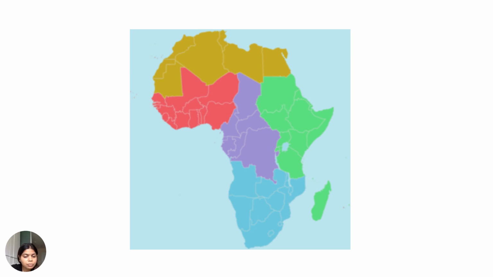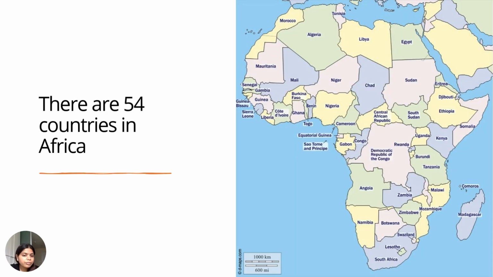Very good. It also comprises Madagascar, which is the island nation located to the southeast of Africa. And then to the bottom, the blue one is obviously South Africa. Okay, not the country South Africa, but the region. Now, how many countries are there in total within Africa? So there are 54 independent countries in Africa.